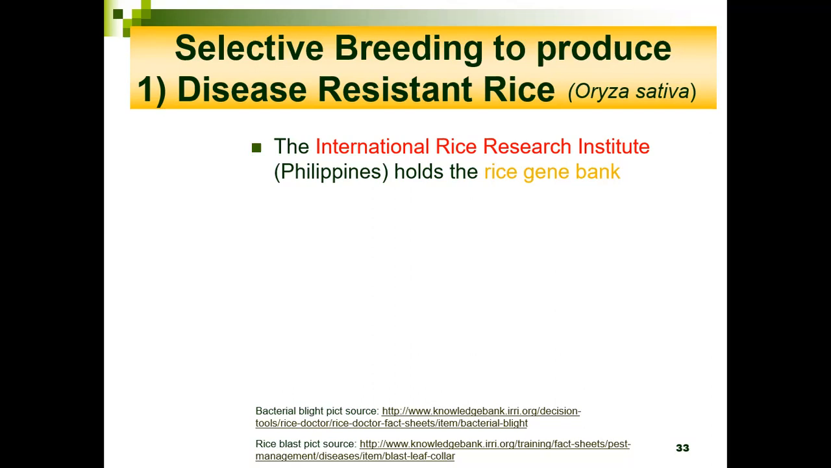So we want to keep all the alleles that are already there in the rice plant. So the International Rice Research Institute in the Philippines, very famous, holds the rice gene bank. Gene bank means they keep all the different varieties, different types of rice from all over the world to ensure that all the different alleles are kept here. Like all your money is kept in the bank, all the alleles are kept here. All the genes are kept here. Okay?